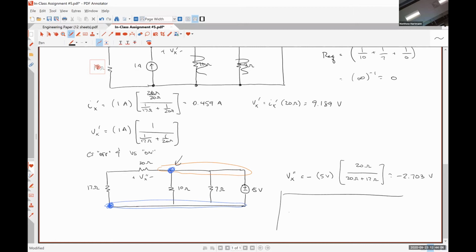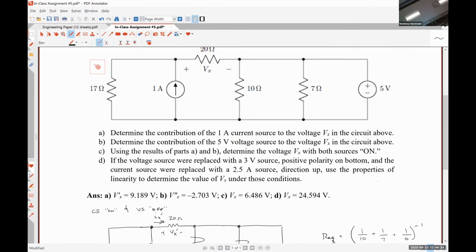So Vx will simply be Vx prime, which is when we had current source on, voltage source off, plus Vx double prime. So that's 9.187, or 189, excuse me, minus 2.703 is 6.486 volts. For part D, we don't actually have to do any new circuit analysis whatsoever.